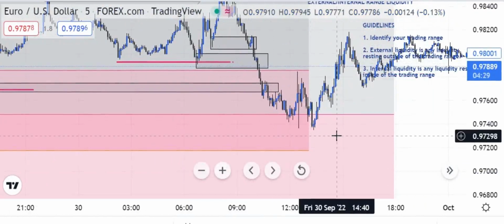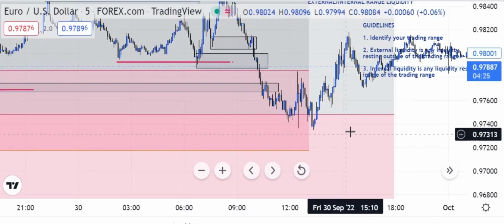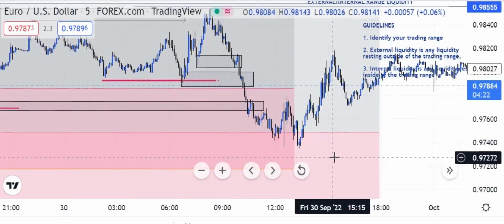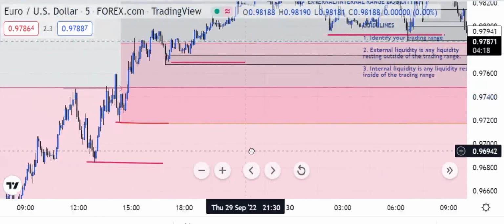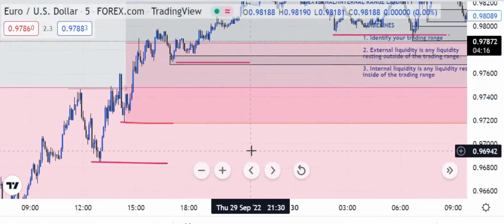All right, guys, this is simply what external and internal range liquidity is. This is simply what it means. So I want you to learn about that.